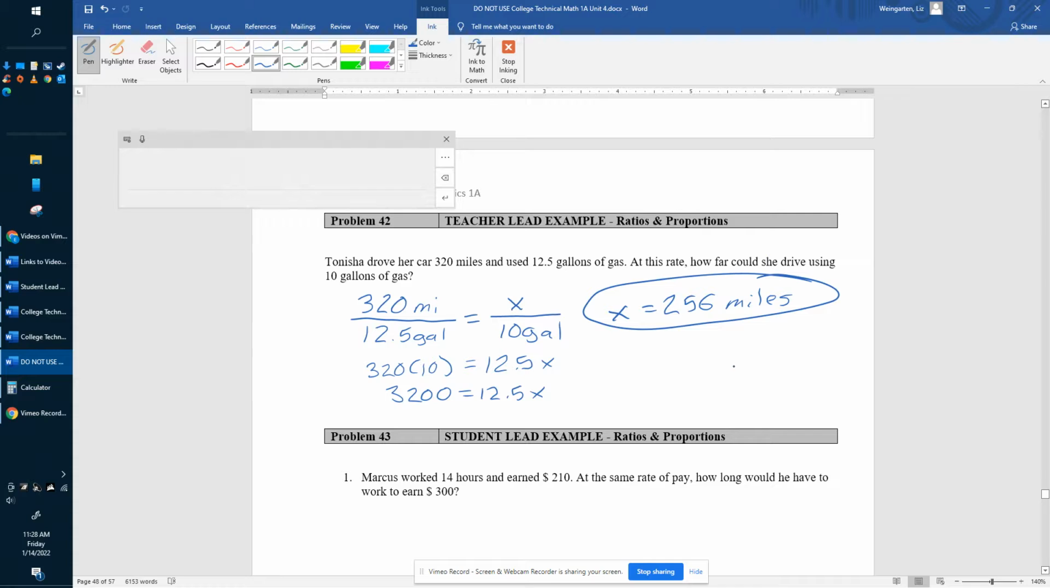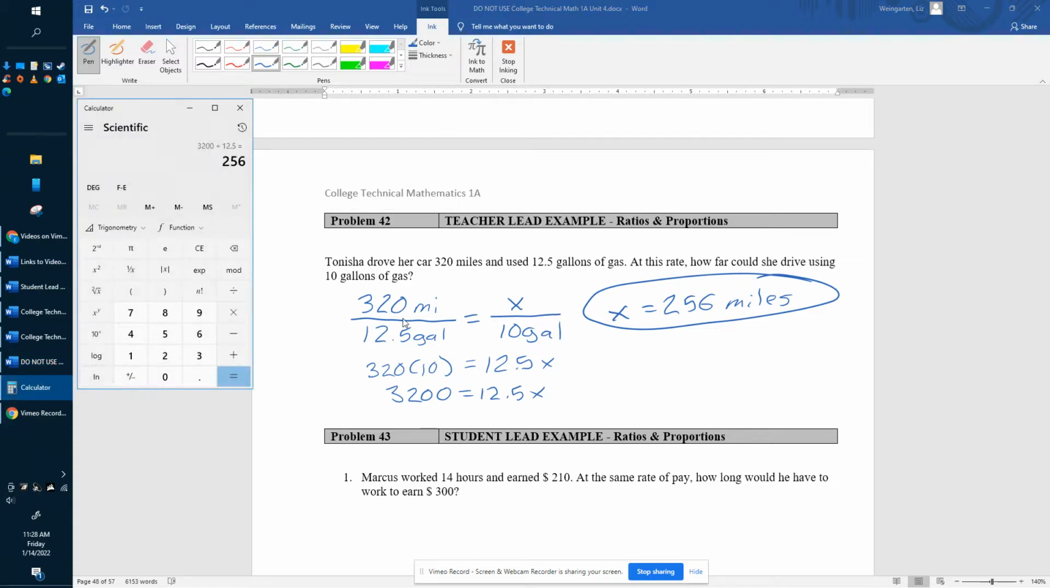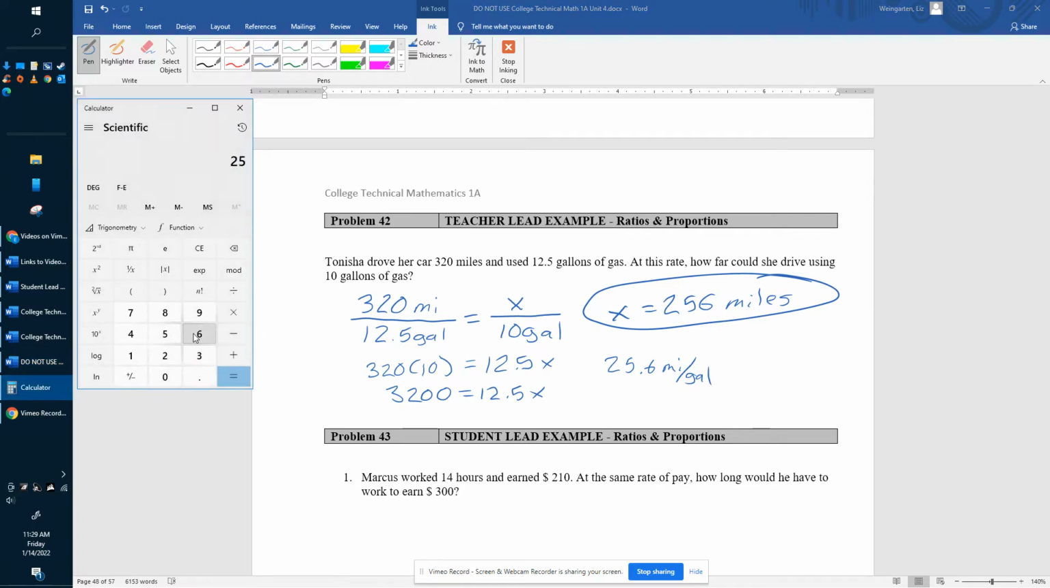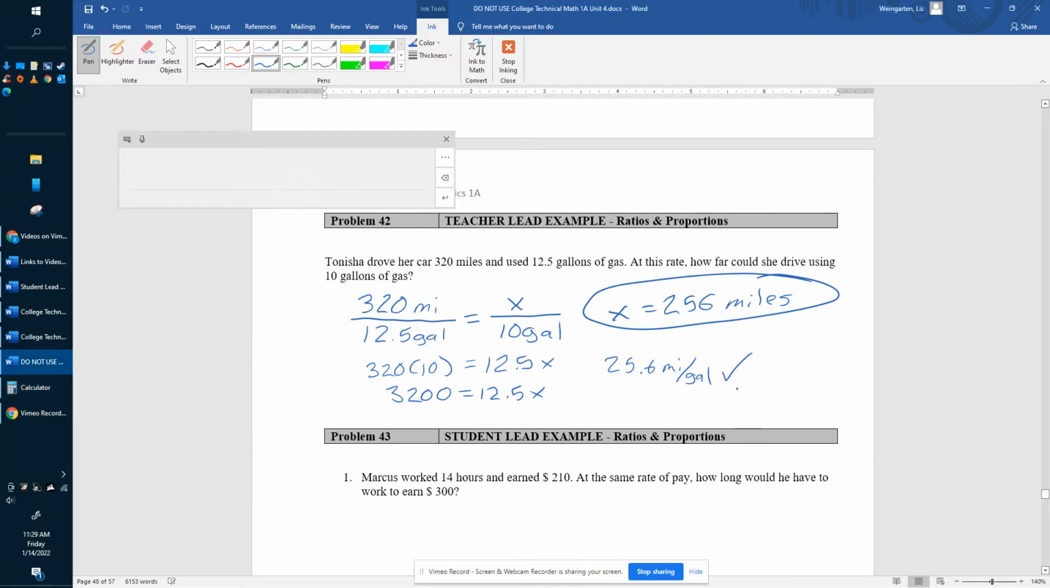Another way to check these answers is you can just do the division in your calculator and make sure both sides are equal. So let's try that. 320 divided by 12.5 gives us 25.6. So our unit value of this is 25.6 miles per gallon. Let's see if the other side matches. 256 divided by 10 gives us 25.6 miles per gallon. So this checks out, and this is indeed our correct answer.